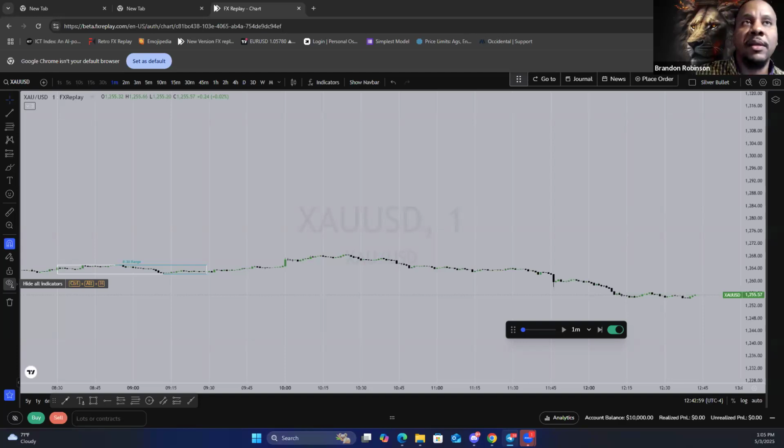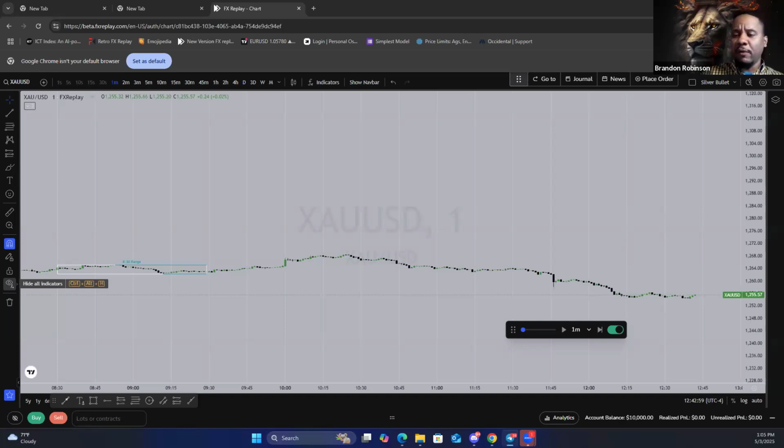So what are the primary market drivers? We got equal highs, equal lows, double tops, double bottoms, triple tops, triple bottoms. Those are your liquidity pools. Liquidity levels are a form of primary market drivers because the market has to eat before it moves.